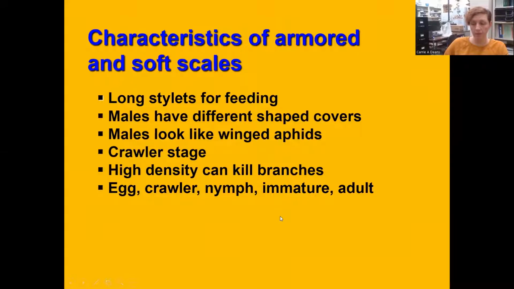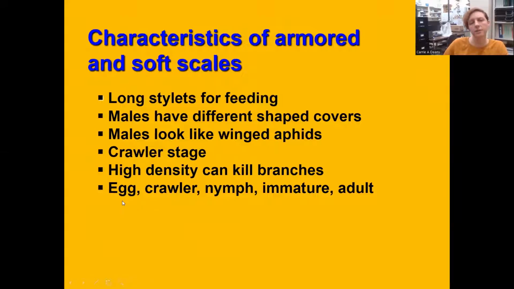where they either show reduced legs and antennae, such as in soft scales, or actually completely lose the function of their legs and antennae, which is more typical in armored scales as adults.